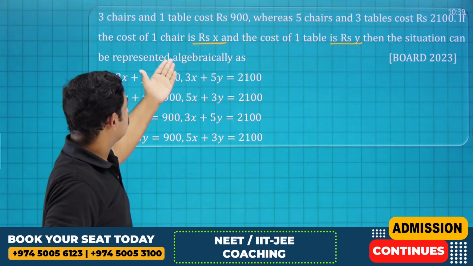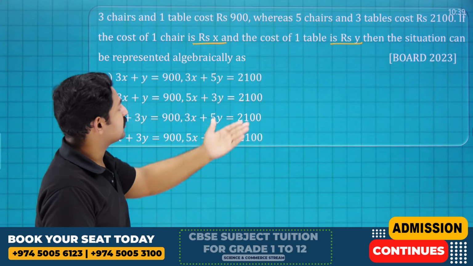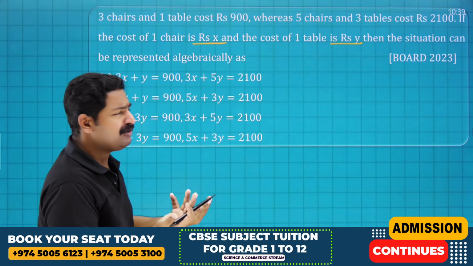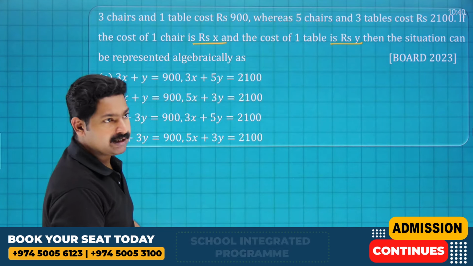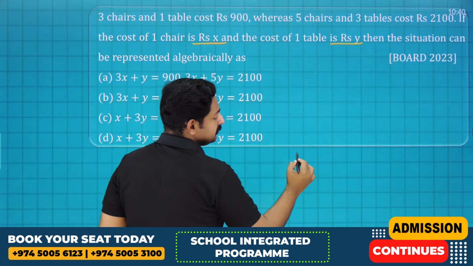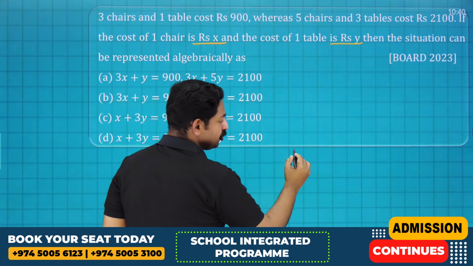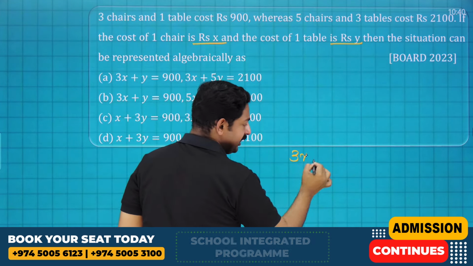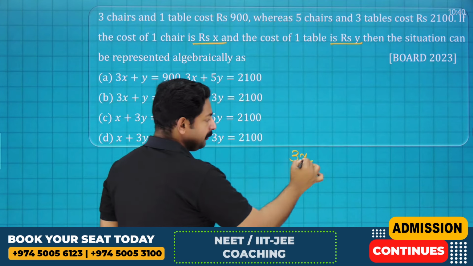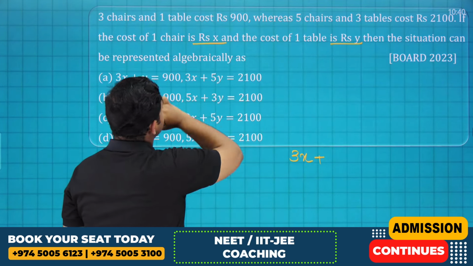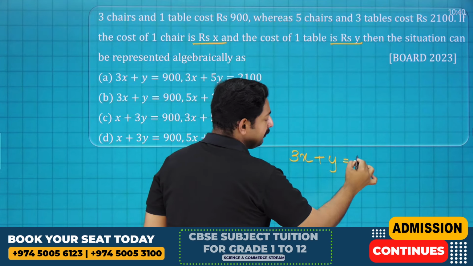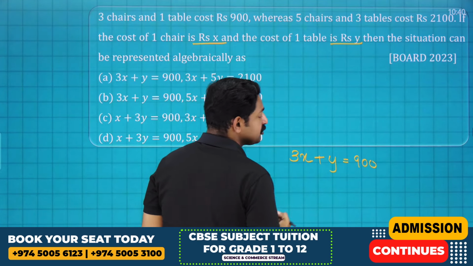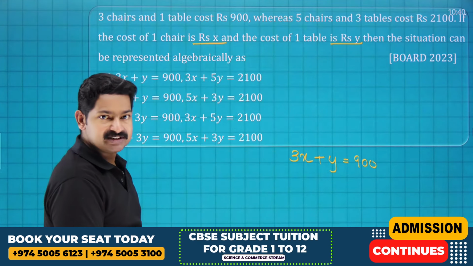Okay, so now the cost of 1 chair is taken as x, the cost of 1 table is taken as y, then it will be very easy. 3 chairs and 1 table cost rupees 900. So 3 chairs means the cost will be 3x, right? Plus 1 table, the cost of 1 table is y, so 3x plus y. What is the total amount they paid? 900. So 3x plus y equal to 900 is the first equation.